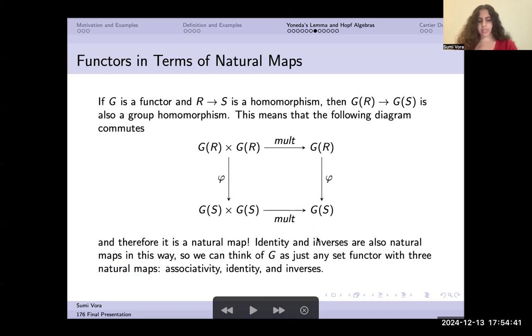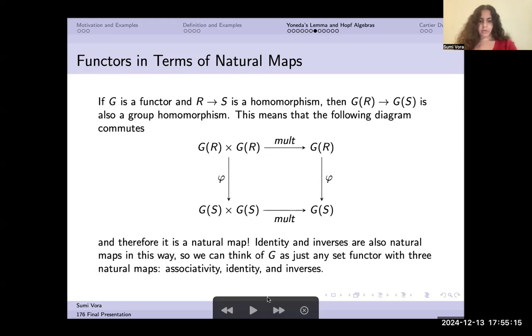And so to give you some intuition, we are first going to observe that we can write group multiplication as a natural map. So if we have a group homomorphism between GR and GS, then we can represent multiplication in this commutative diagram, and we can do the same thing for things like identity and inverse maps. So G is just any random functor, a functor between sets, but we're imposing these three natural maps on G. So we're saying G is a functor that preserves these commutative diagrams, maybe.